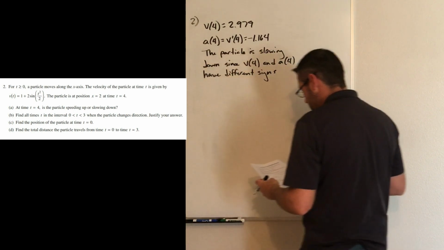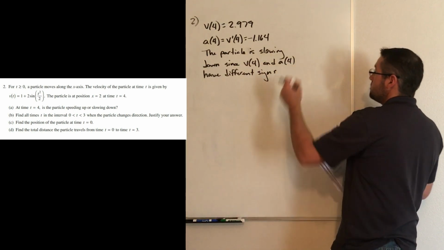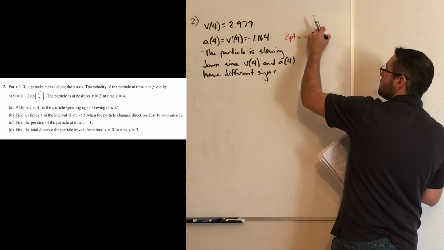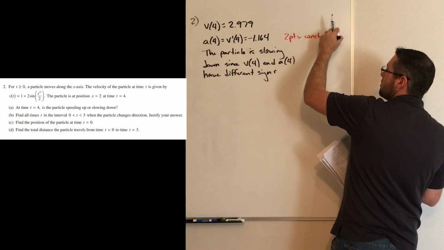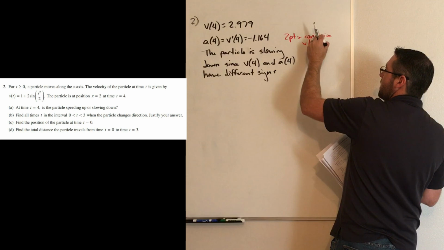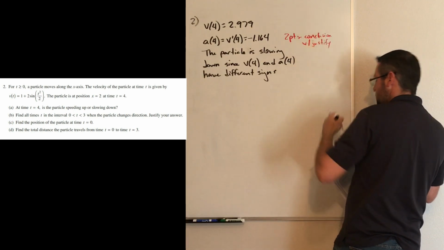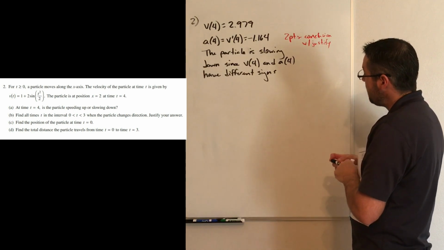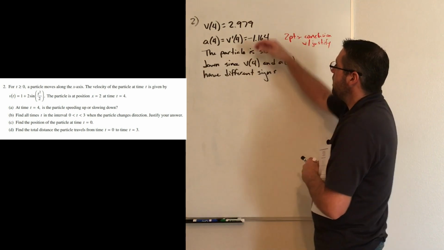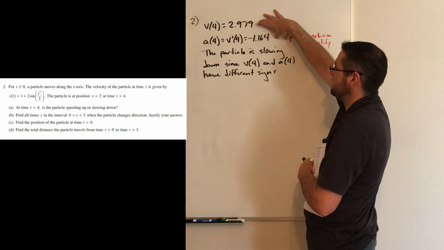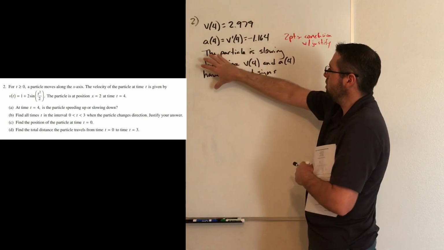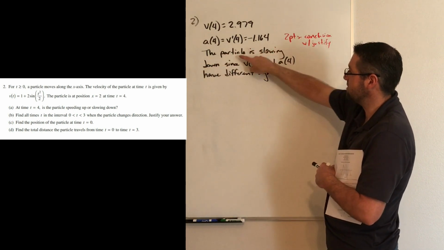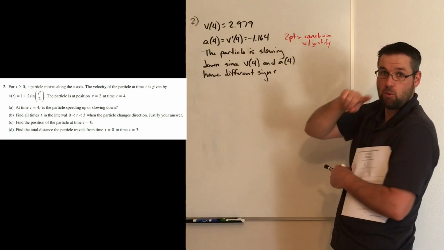Points on this, you're going to get 2 points. 2 points for your conclusion with justification. So if for whatever reason you got the wrong values for velocity and acceleration, but then you explain this and the justification is correct based on your answer, then you would still get 1 point.